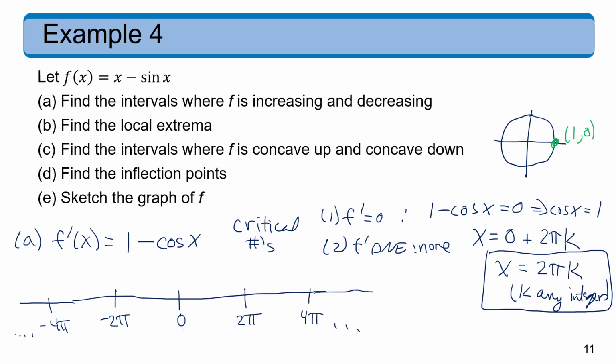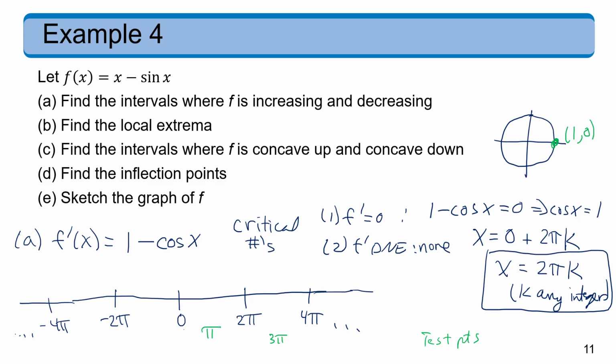Okay, so let's start picking test points. Let's start actually just to the right of 0. Pi would be a good choice because we know that's between 0 and 2 pi. And then to the right of that, a number that we know is between 2 pi and 4 pi would be 3 pi.